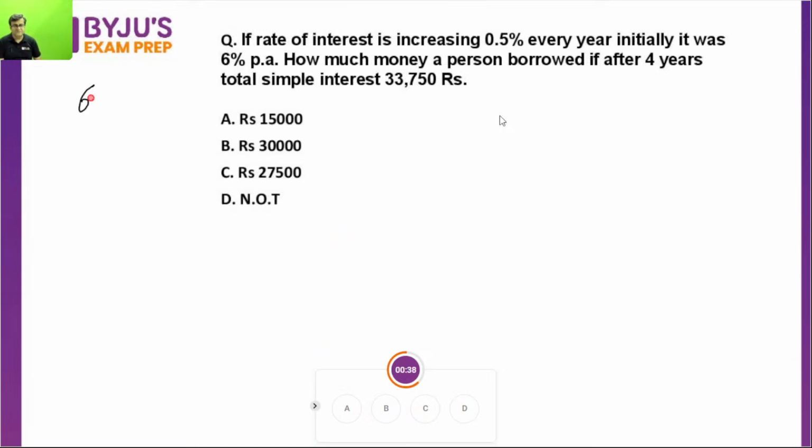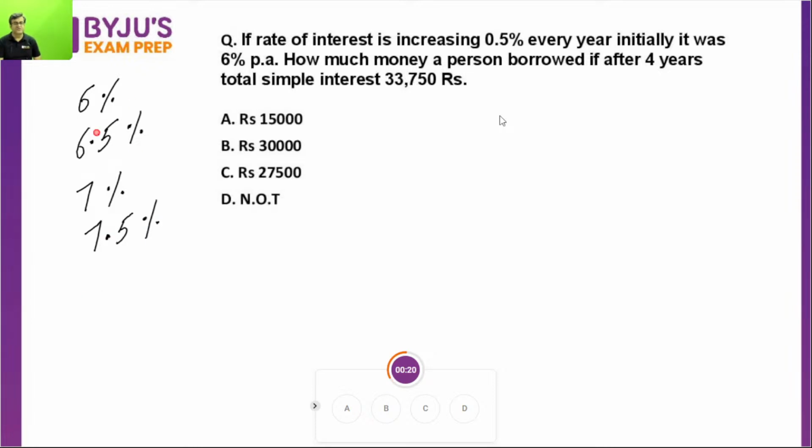Rate is 6%, increasing by 0.5% every year. After 4 years, this is the total simple interest. Tell me how much money the person borrowed. Okay, let's see. The rate is 6%. Next year it will become 6.5%. Next year it will become 7%. Then further next year it will become 7.5.